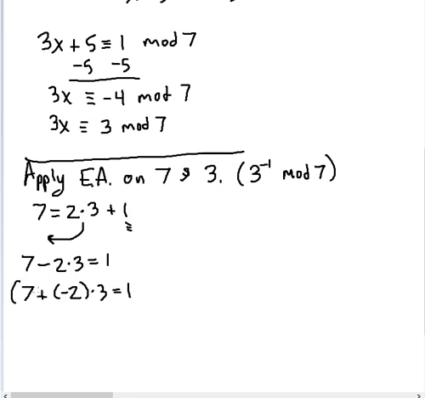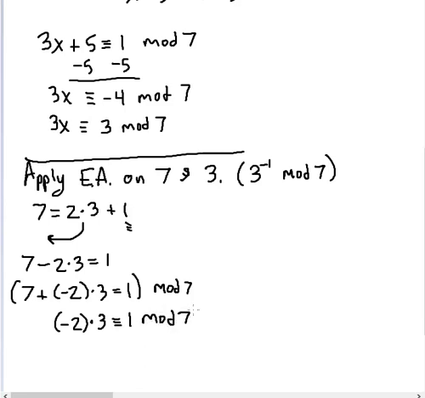So after that, let's take mod 7. Remember, when you do mod something, mod 7, 7 becomes our 0. So if I had 7 times anything, or plus 7, it's all 0. So all we're left with is negative 2 times 3 is congruent to 1 mod 7.